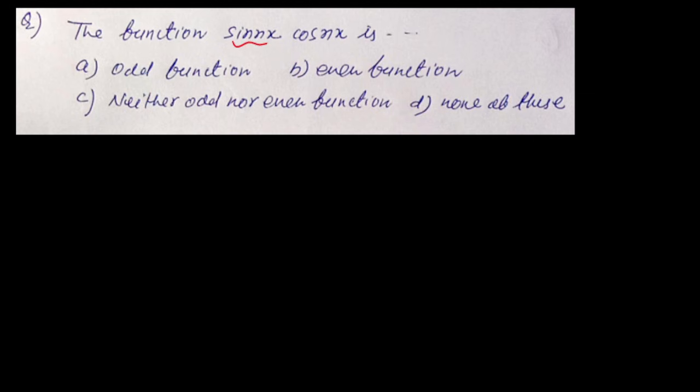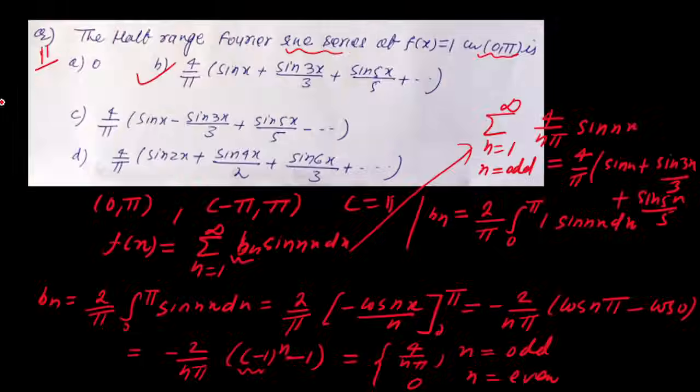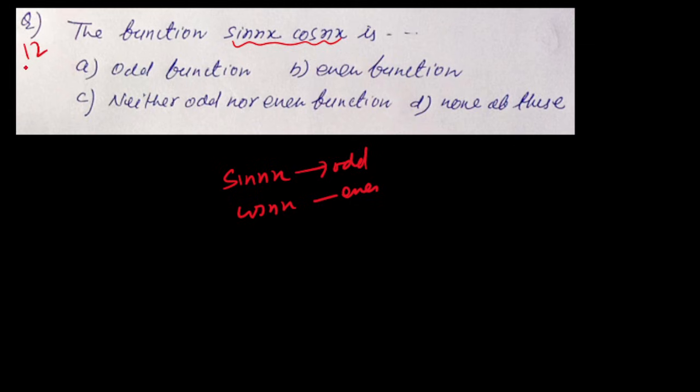So we know that sine nx is an odd function and cos nx is an even function. This is odd, this is even. And what is the question number here? This was question number 11, this is question number 12. So the product of an odd function and an even function is an odd function. So the correct answer of this question here is A. The product of two odd functions is an even function. The product of two even functions is also an even function.